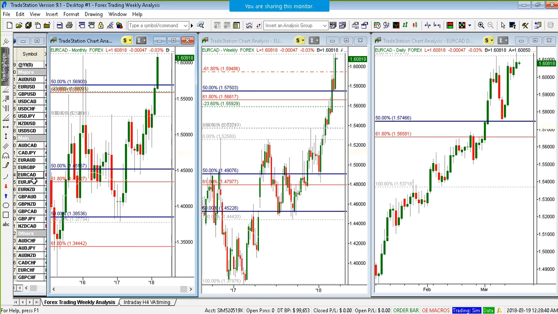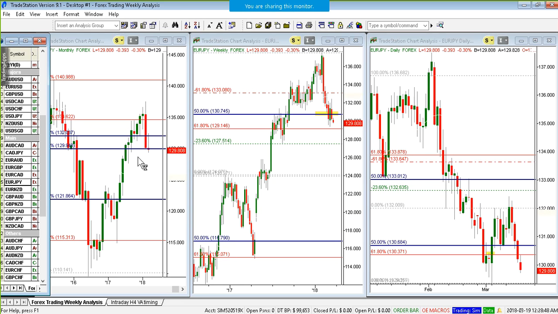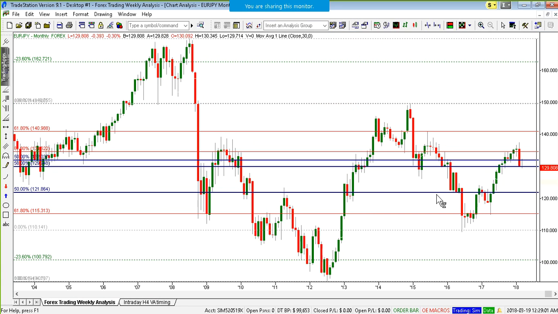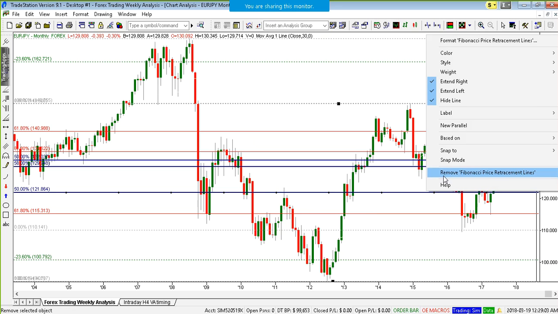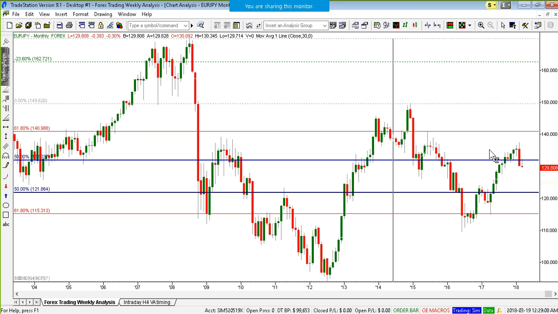Okay, Euro Japanese yen is moving lower on strength of the Japanese yen, as well as weakness of the euro. And as we can see here, that level that initially held is not holding anymore. So what that means is that we're likely going to see lower prices here.